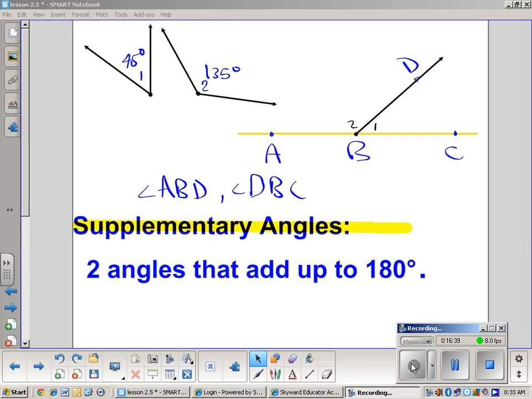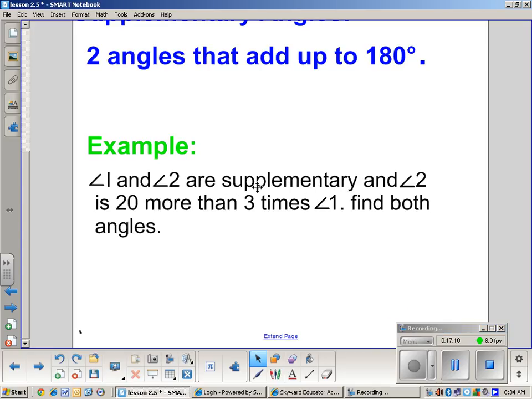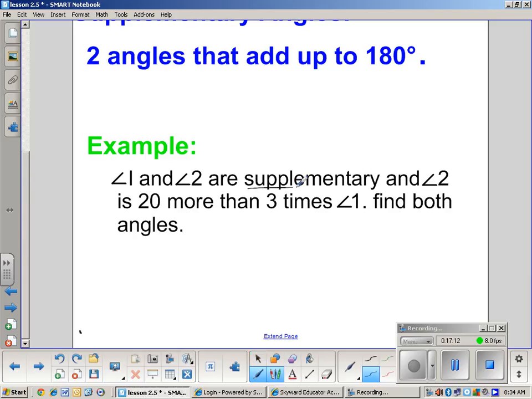An example: angle 1 and angle 2 are supplementary, and angle 2 is 20 more than 3 times angle 1. Find both angles. Now let me pause while you copy that. Some of you will look at this and say, I don't even know where to begin. Well, my suggestion to that person would be always draw a picture. Since they're supplementary, that means they have to do what? Add up to 180.